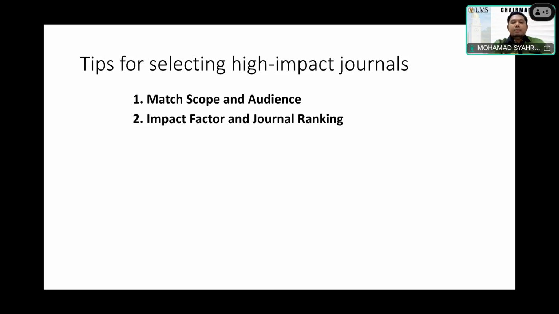Okay, so the impact factor and journal ranking. Somebody mentioned impact factor and journal ranking. We have to check through the website, whether Web of Science or Scopus. You have to click and refer to the legitimate website database.